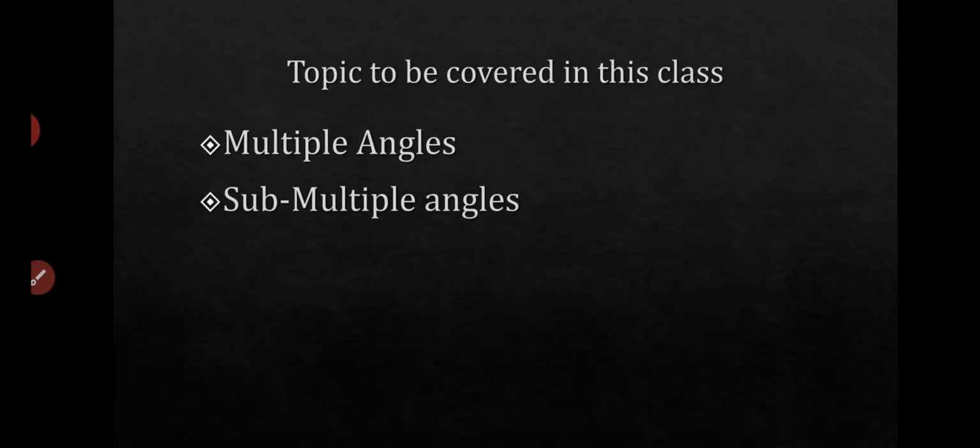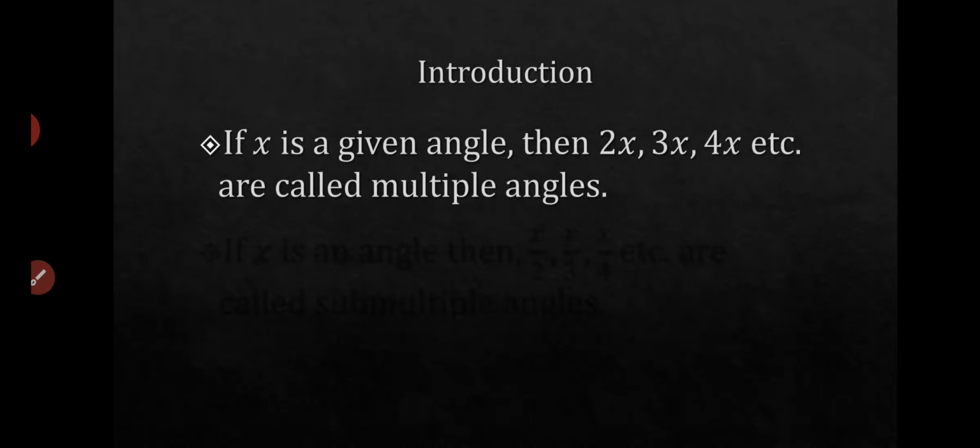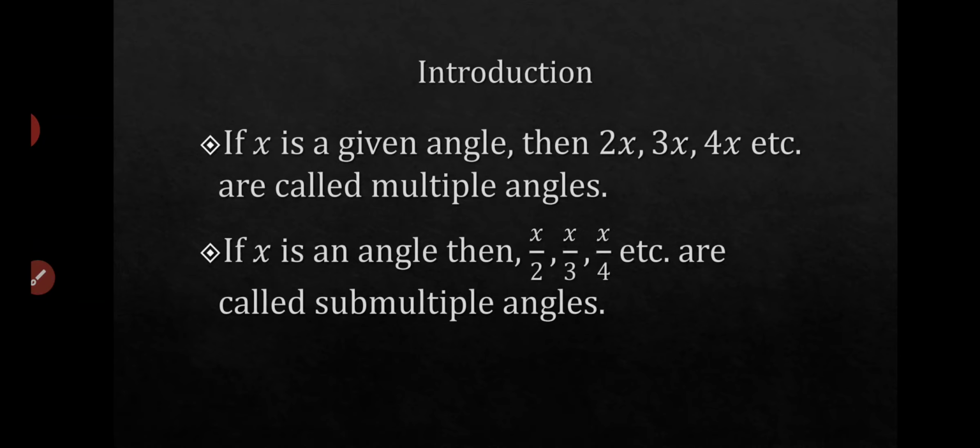So now what is the meaning of multiple and submultiple angles? Let us understand that. Now if we have any angle given, multiple would obviously mean any integral multiple of that angle. So if x is the angle, then 2x, 3x, 4x, 5x, whatever it is, that is your multiple angle. And submultiple means any integral quotient. Integral quotient means it can be x by 2, x by 3, x by 4, and so on. So they are called the submultiple angles.